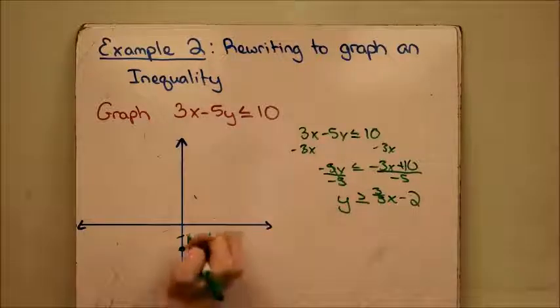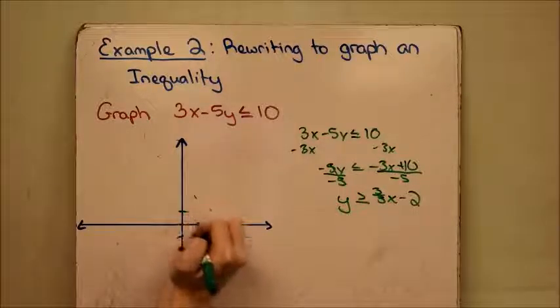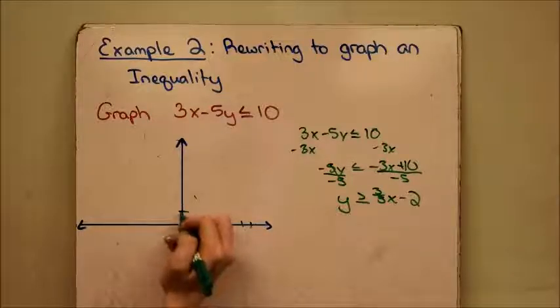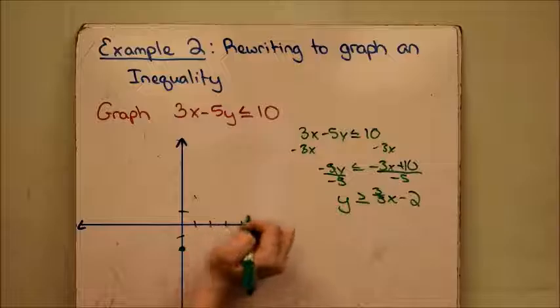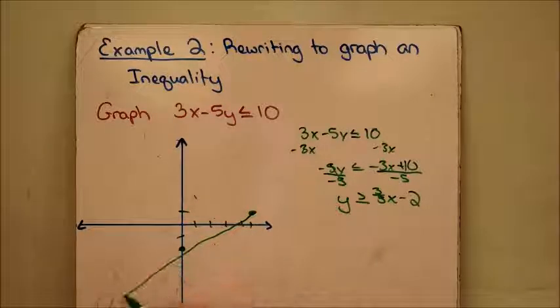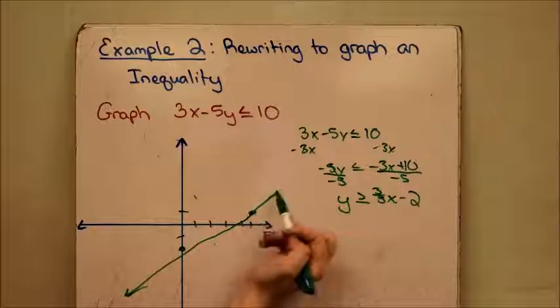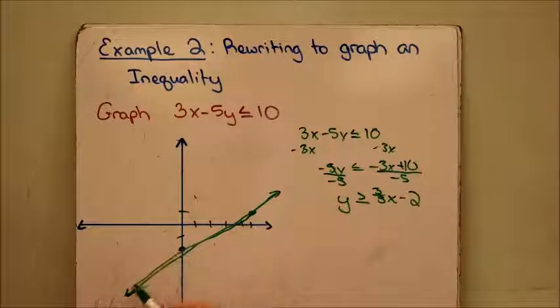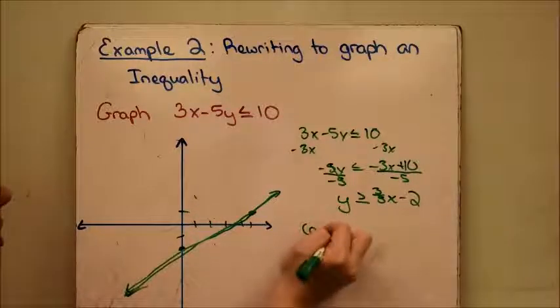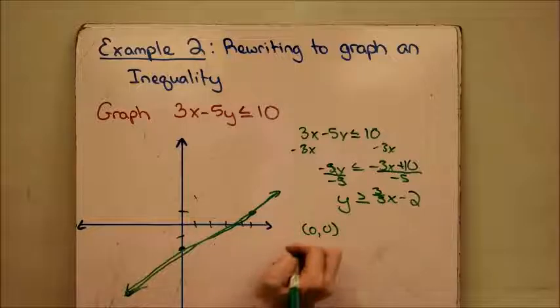Up 3 over 5, so 1, 2, 3, over 1, 2, 3, 4, 5. Again, up 3 and over 5. And a solid line. Sorry, that was a little crooked. All right, so again, we're almost done. We've drawn our boundary line. We have to figure out which side of our inequality is true. And again, I'm just going to check the origin, or 0, 0.